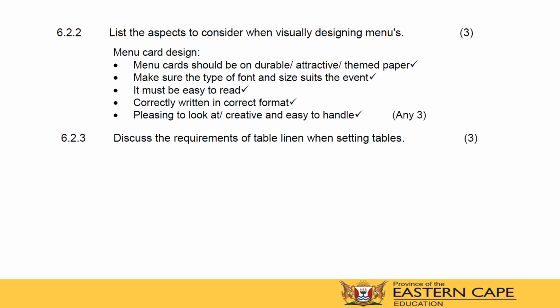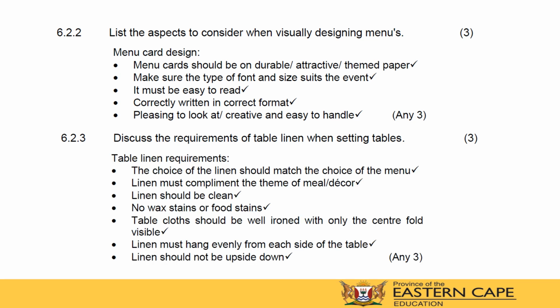Now remember, what did we say? We said linen are three things. It is a tablecloth, the overlay, as well as the napkin. Okay, so what are those important requirements? Firstly, the choice of linen should match the choice of the menu. The linen must complement the theme of the meal or the decor. The linen must be clean. It must have no wax stains or food stains or burnt marks. The tablecloth should be well ironed with only the one centerfold that is visible. The linen must hang evenly from each side of the table, as well as lastly, the linen should not be upside down. Okay.